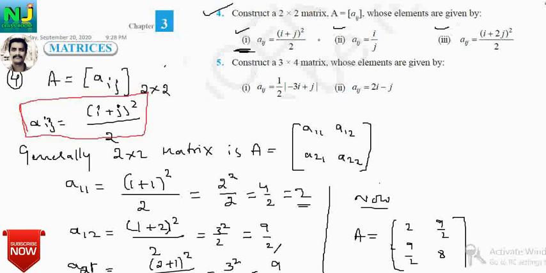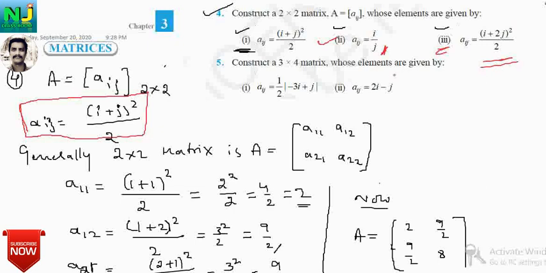You have to solve it yourself. In question number 4, part 2, that is aij is equal to i by j. Put i is equal to 1 and j is equal to 1 for a11. Put i and j as 1 and 2, 2 and 1, and 2, 2. You can find out the corresponding elements by using the formula i by j. Similarly aij is equal to 1 plus 2j square by 2. This is the third question in question number 4.